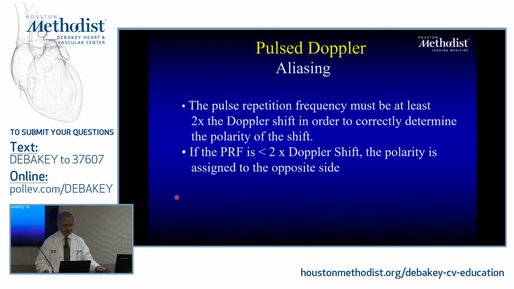So if the PRF, the pulse rate, is less than twice the frequency shift, the polarity is assigned to the upper side, and you start having aliasing.